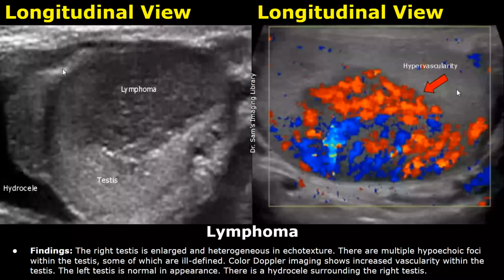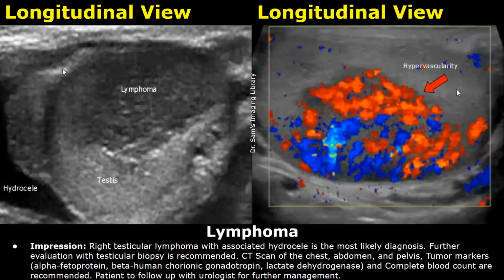This report is of a testicular lymphoma. In the findings, the right testis is enlarged and heterogeneous in echo texture. There are multiple hypoechoic foci within the testis, some of which are ill-defined. Color Doppler imaging shows increased vascularity within the testis. The left testis is normal in appearance. There is a hydrocele surrounding the right testis.